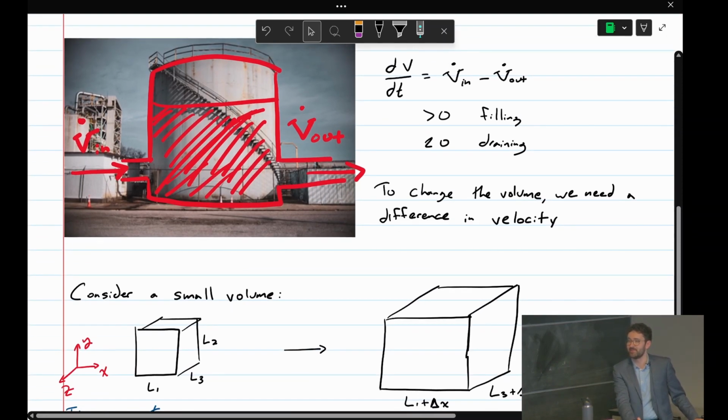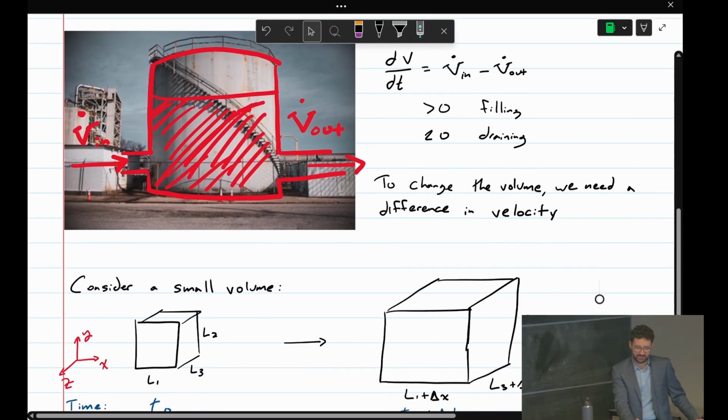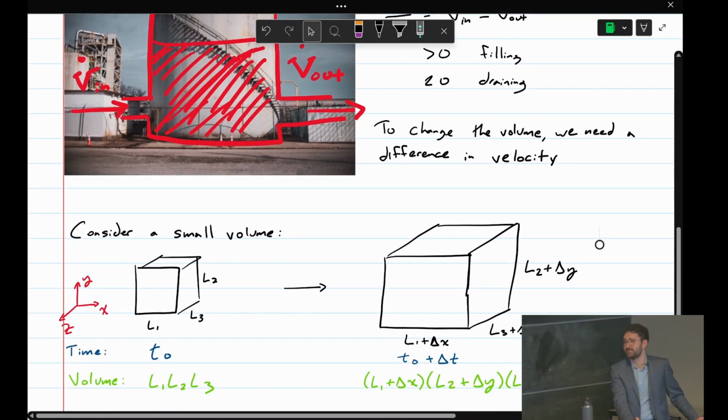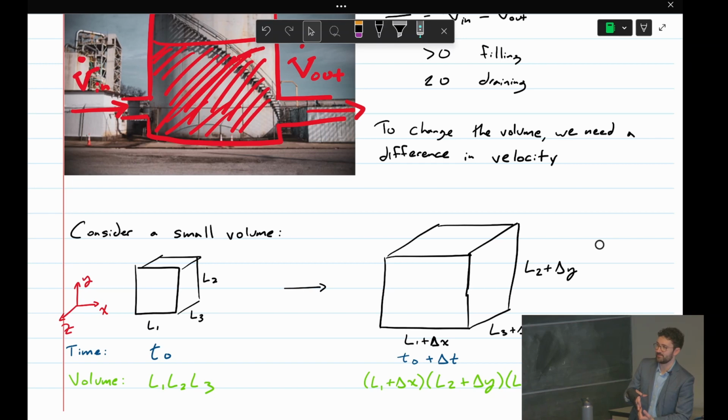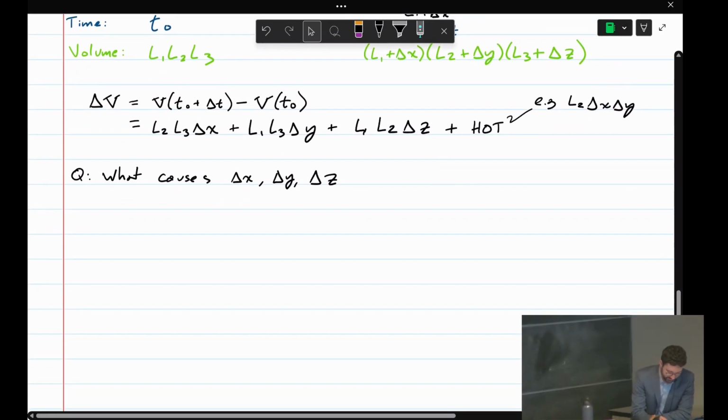So related to this example up here, what could cause a difference in volume of this element? Yes, please. Change in velocity. So if we had velocity on one side of this cube that was different from the velocity on the other side of this cube, it would stretch. The cube would stretch. Okay, so the answer is a difference in velocity still.